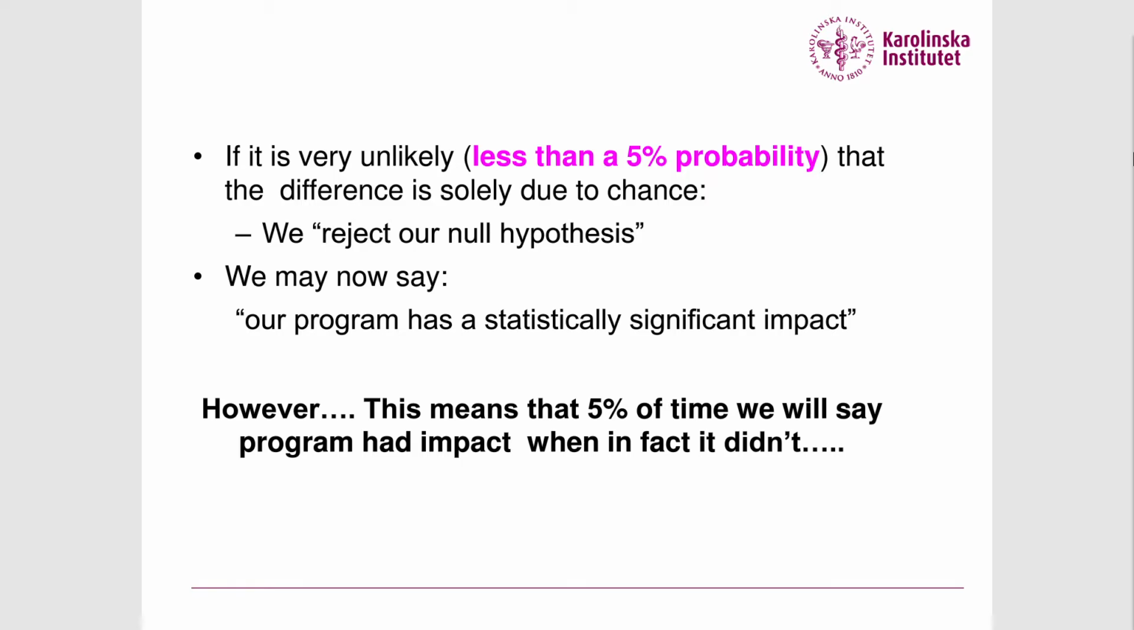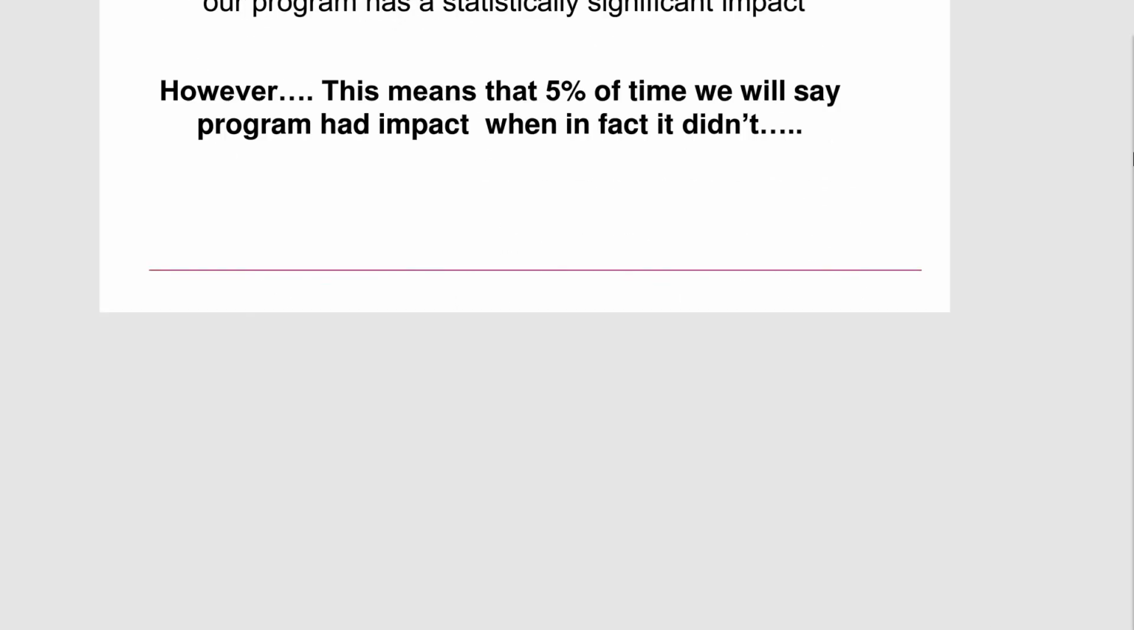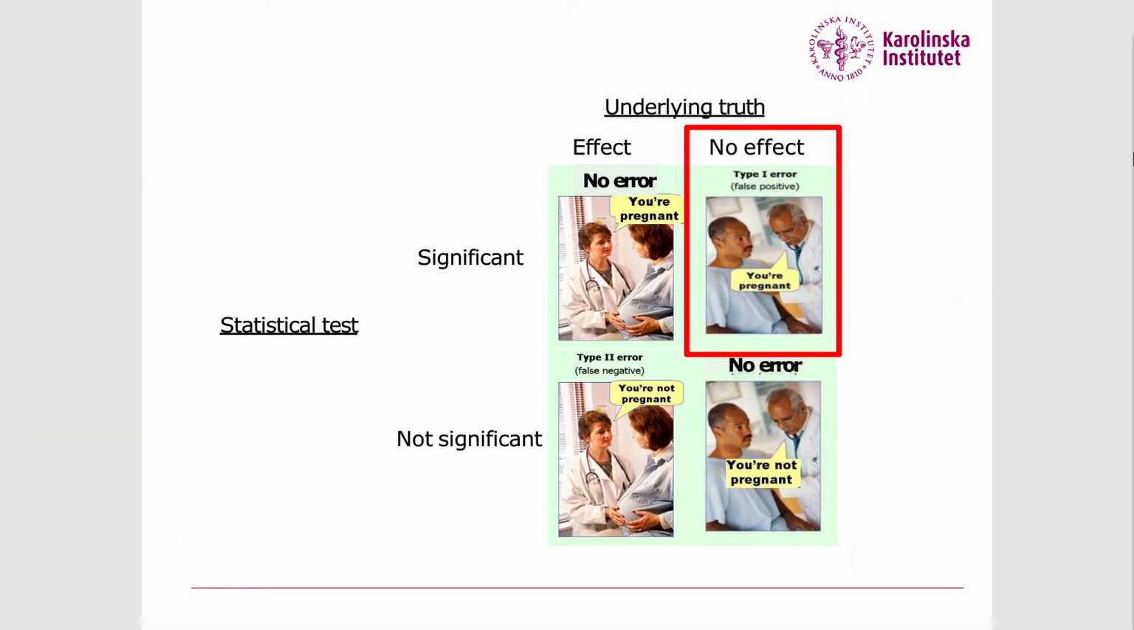However, this also means that 5% of the time, we will say that our program had an impact when in fact it didn't. This is what is known as a type 1 error, and this is what is measured through significance. So this is the problem where we say that something is statistically significant when in fact it isn't.